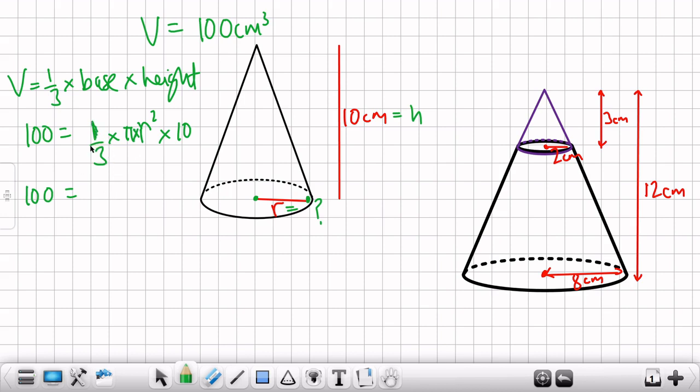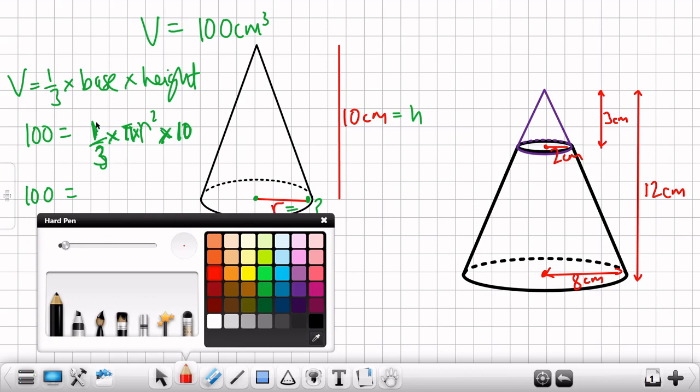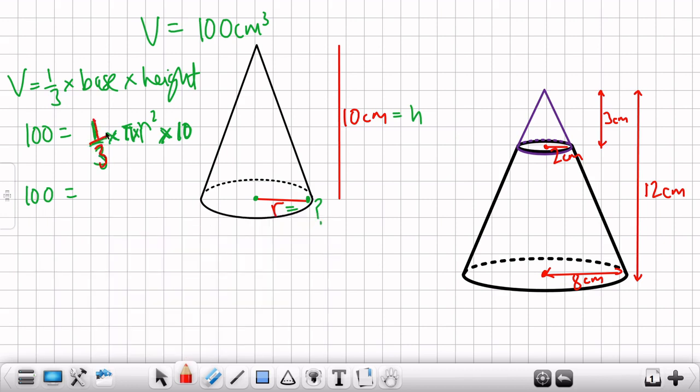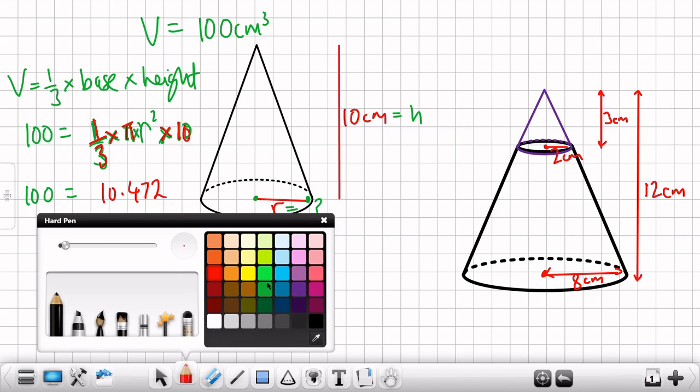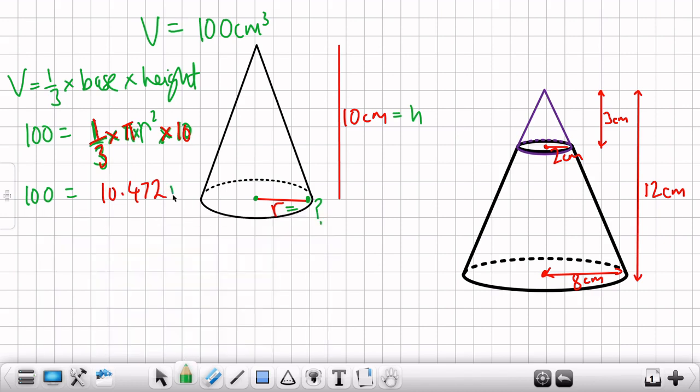So this 1/3 times the pi times the 10 is what I've just done. I'll do that in a different color so you know which bit I'm doing. 1/3 times the pi, or use 3.14 if you want, times 10. That gives me on my calculator 10.472. And then you've got the r squared, well, it's attached to the 10.472. So that's what it simplifies to.